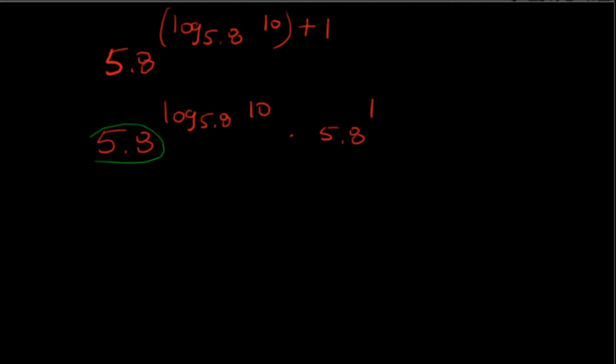Because the bases are the same, I can cancel out the log and just have 10 drop out. And then 5.8 to the first power is just 5.8. Multiply that by 10. My final answer is 58.